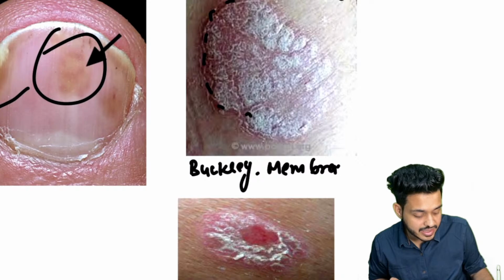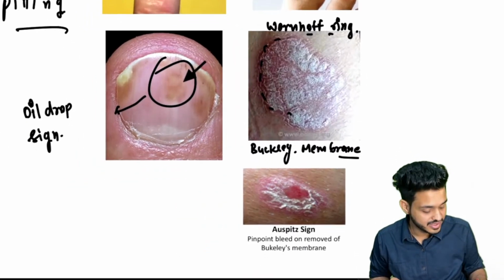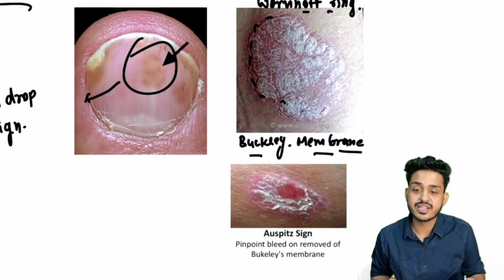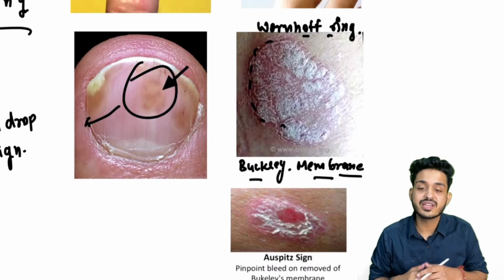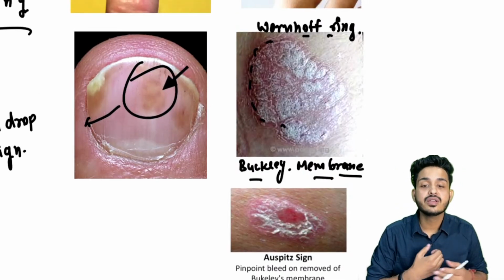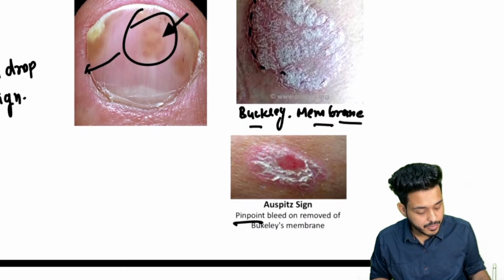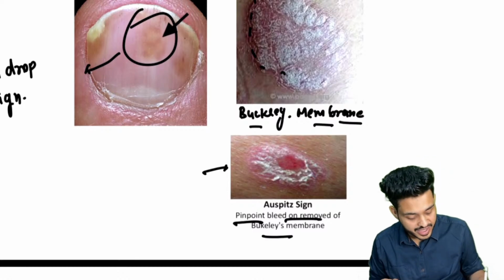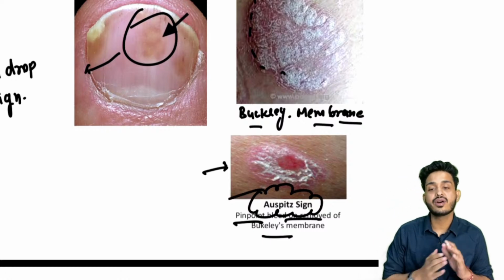Very important, guys. Last year, two questions from this one. Okay, this one is known as Berkeley's membrane. Berkeley's membrane में क्या होगा? When you try to remove that membrane, you will be finding pinpoint bleeding. Okay, so you will be finding pinpoint bleeding on removal of Berkeley's membrane, and that is known as which sign? That is known as Auspitz sign. कौन सा sign बोलते हैं इसको? We call it Auspitz sign.